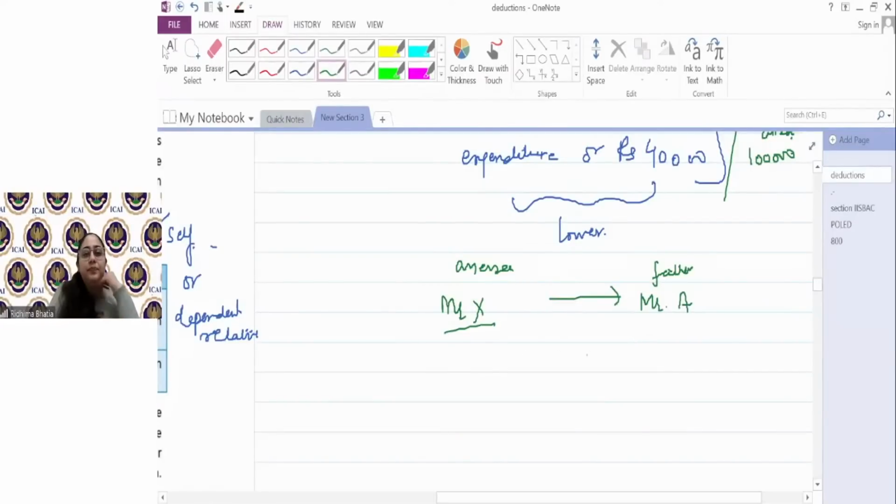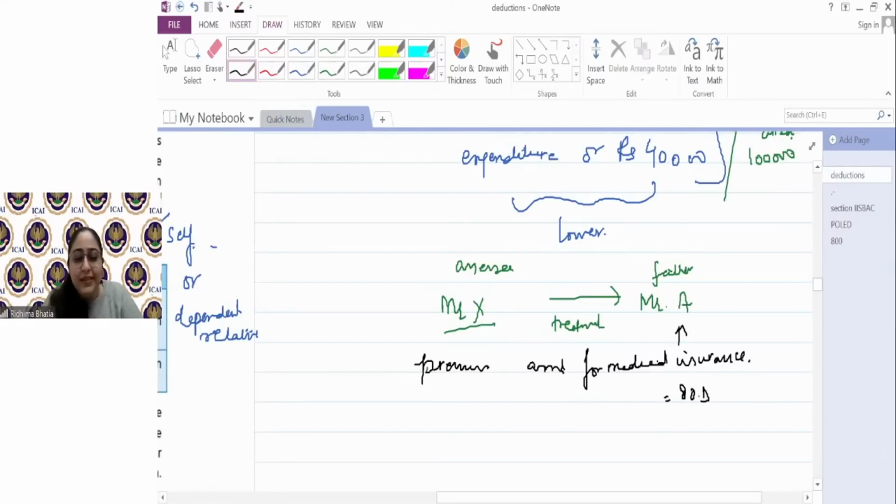Careful. Mr. X is getting medical treatment for his father, Mr. A. Now, the premium amount which Mr. X pays for the medical insurance of his father, he would claim as a deduction under 80D. Correct? Guys, correct? Yes.